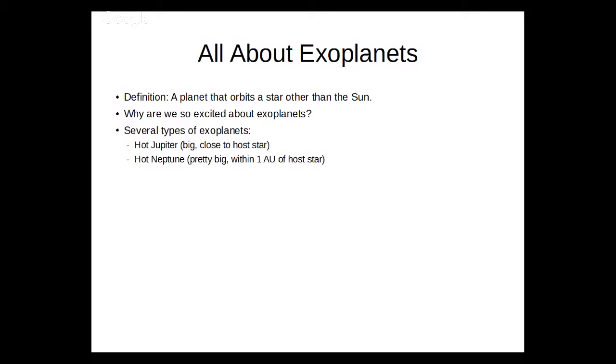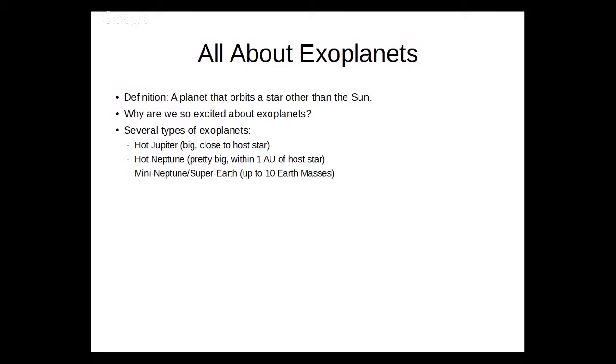We call that an astronomical unit. So again, using our own solar system as the analog for what we understand, we know that life exists on Earth because we are here, and we are 1 astronomical unit away from our host star. So we're going to use that distance measurement a little bit as we go through the presentation. So hot Neptune: pretty big, within 1 astronomical unit of its host star.